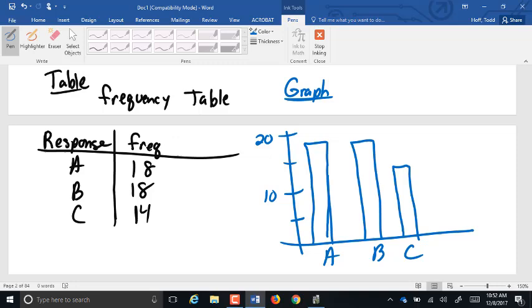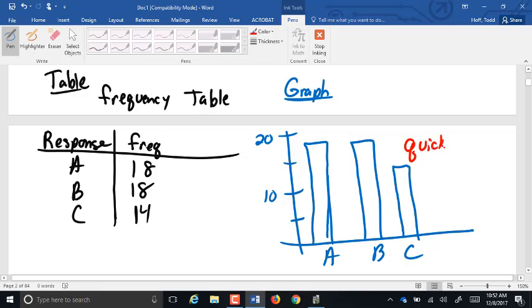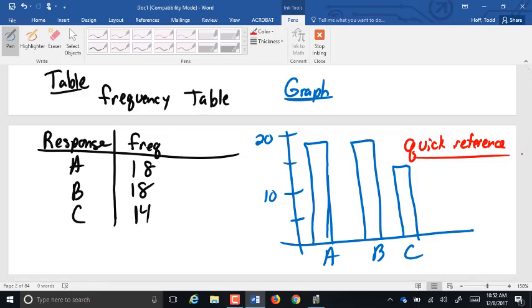So the biggest advantage to the bar graph is that quick reference. Which one's the most common response? Which one's the least common response? Did they choose more of A or C? You can tell which bar is larger. But if I asked you how many responded that C was their preferred, well, I trace that over. It may be difficult to decide whether that's 14 or 13.